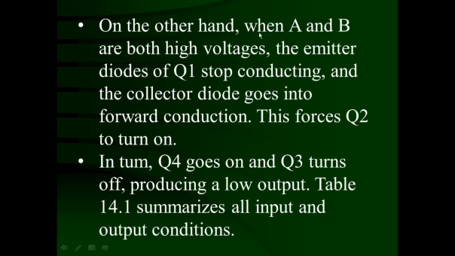On the other hand, when A and B are both going to be high voltage, that is plus 5 volt, the emitter diodes of the Q1 stop conducting and the collector diode goes into forward conduction. This forces Q2 to turn on. In turn, Q4 goes on and Q3 turns off, producing low output. Table 14.1 summarizes all input and output conditions, that is the truth table.